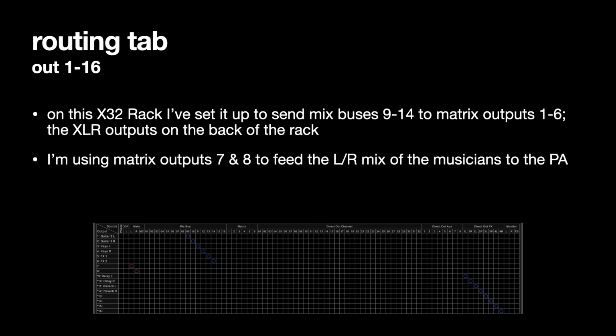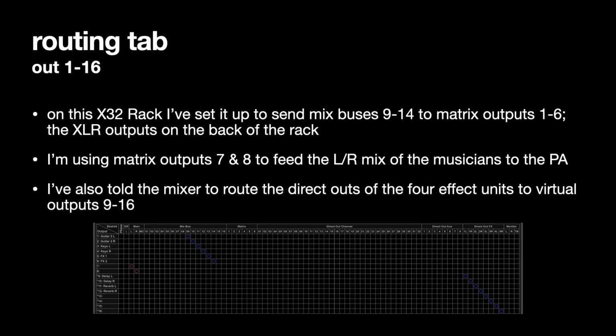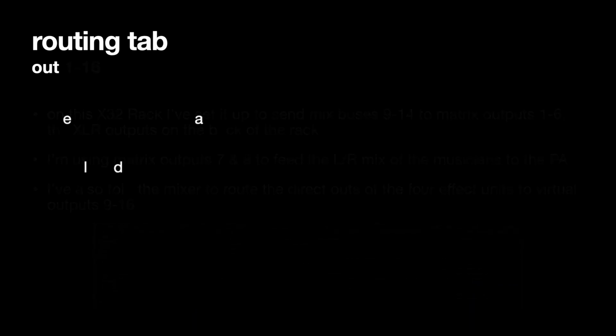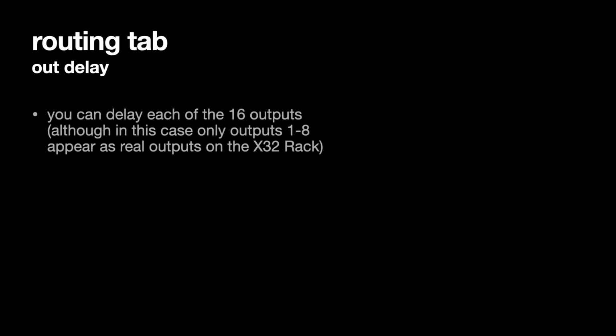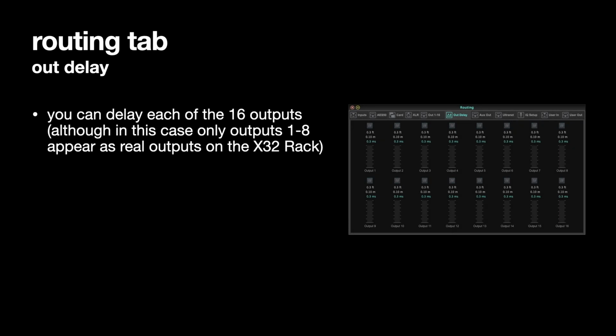I'm using 7 and 8 to feed the left-right mix of the musicians to the PA, so the left is going to the left PA speaker and the right is going to the right PA speaker. I've also told the mixer to route the direct outputs of the 4 effect units to virtual outputs 9 to 16, because they don't actually appear as real outputs on the desk. In the routing tab, there's a thing called output delay, and you can delay each of the 16 outputs.